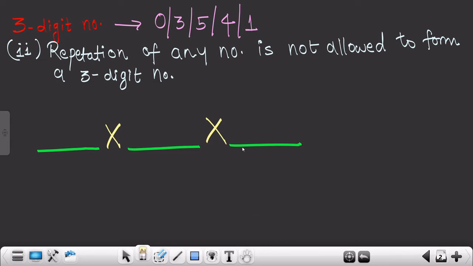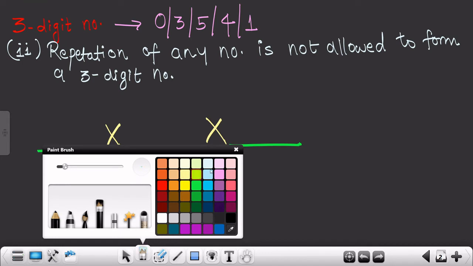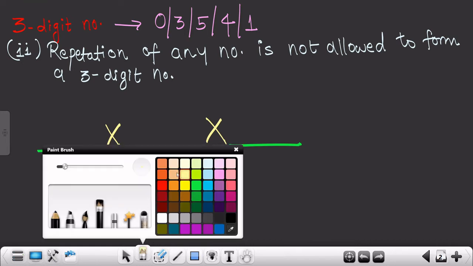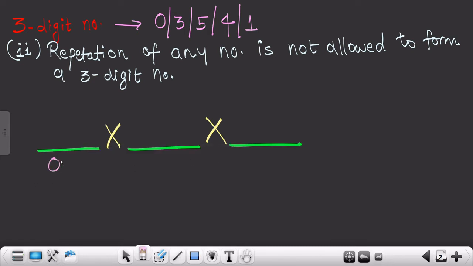Now I hope that you tried your best to solve this numerical. Now it's my turn to solve it. Since we know that 0 cannot be filled in the hundreds place, because no such number like 0, 3, 5 is valid, 0 cannot come over here. That means we have a total of 4 cases in which the hundreds place can be filled. I hope you are getting my point.